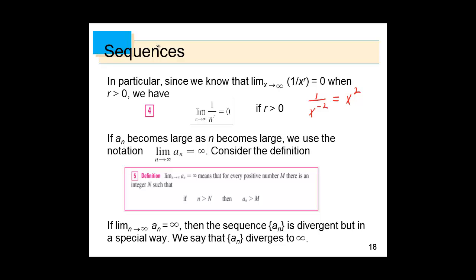If the limit is infinity or negative infinity, we still say that the sequence is divergent. We don't say that the sequence is convergent if the limit is infinity or negative infinity. The sequence is convergent only if the limit exists as a number.